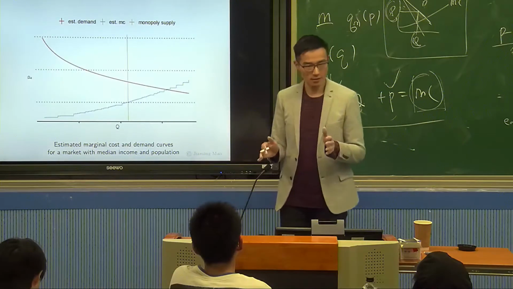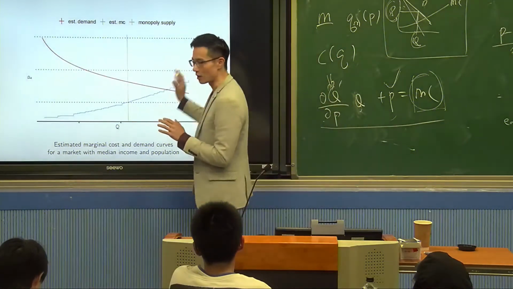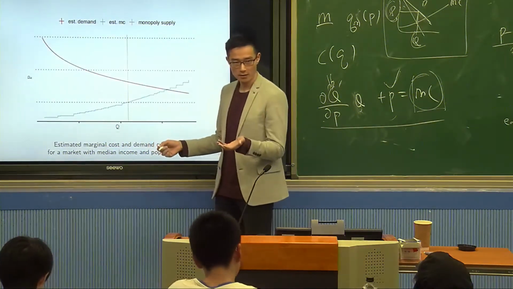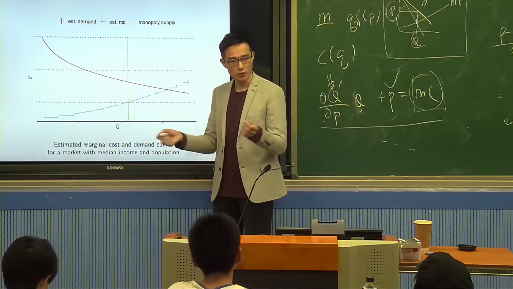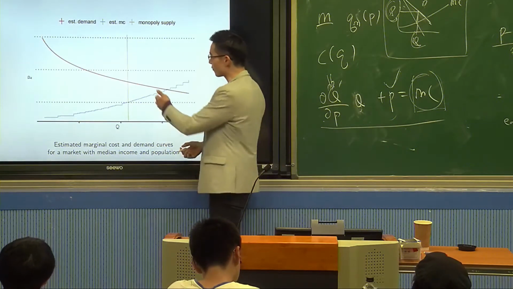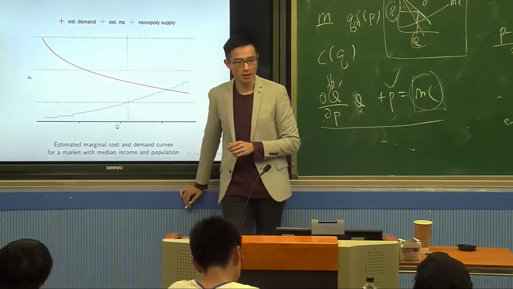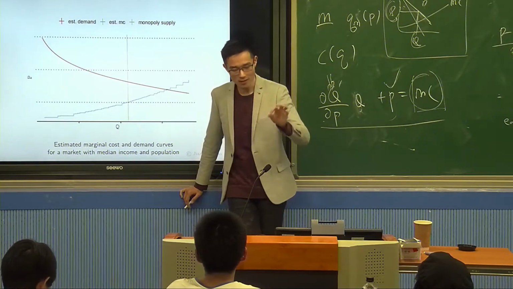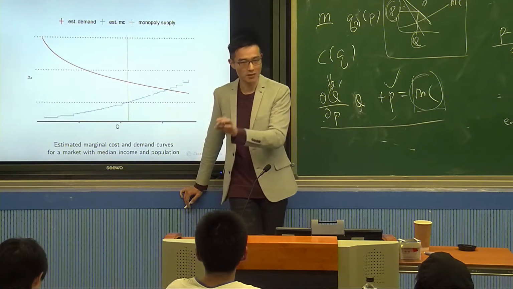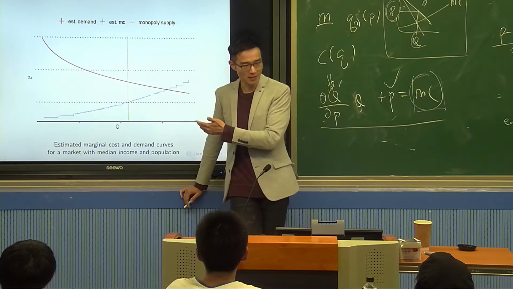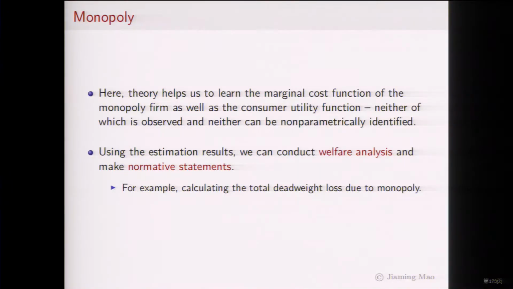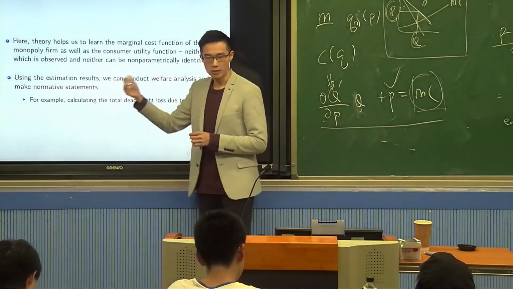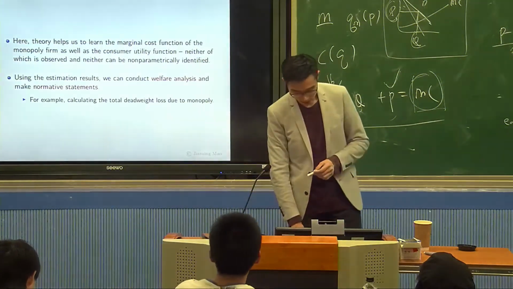Because once I have the cost, I can do a lot of things with this. I can make a lot of different predictions. The first thing I can do is welfare analysis, which you will never be able to do if you're doing reduced form or statistical work. How much deadweight loss is this company causing the market? Are you able to do it without using theory? No way. Actually, the whole concept of welfare is a theoretical concept. So the first thing we can do using a theoretical model is welfare analysis and also make normative statements. That's the power of a structural model.